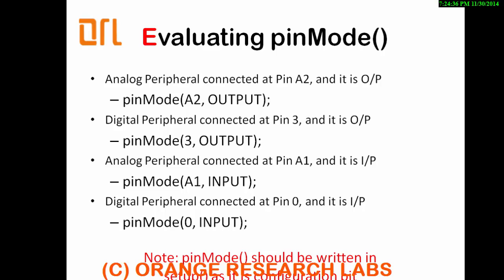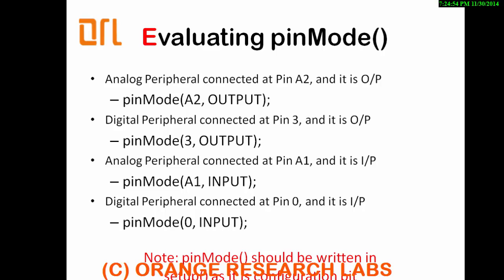Second, a digital peripheral is connected at pin number 3. How many digital lines do you have on Arduino? You know, there are 14. So here it is connected to pin number 3. And what is the status here? It is output. So what do you need to pass here? pinMode of 3 comma OUTPUT.